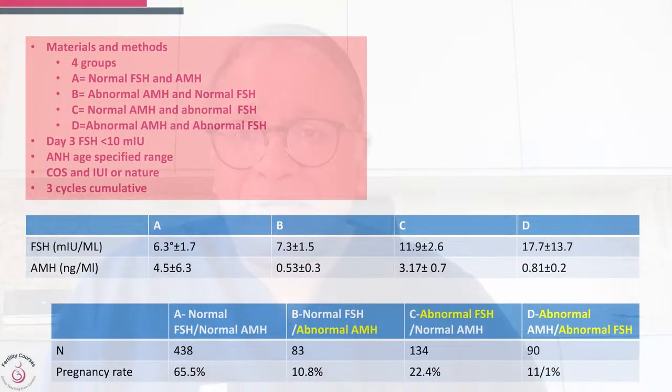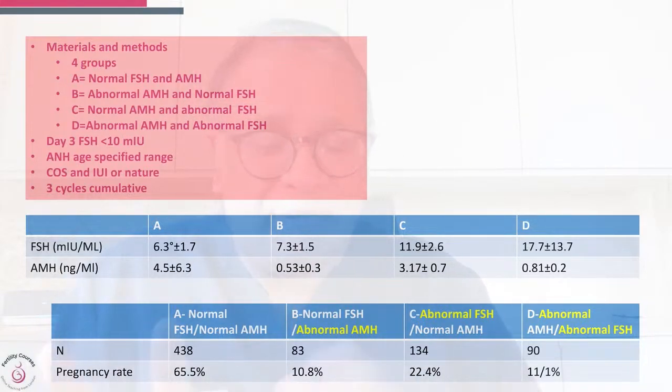So when you looked at the 4 groups: Group A, normal FSH and AMH. Group B, abnormal AMH and normal FSH. Group C, normal AMH and abnormal FSH. Group D, abnormal AMH and abnormal FSH. Day 3 FSH should be less than 10. AMH was age specific. Ovarian stimulation with IUI or natural cycles, and 3 cycles.